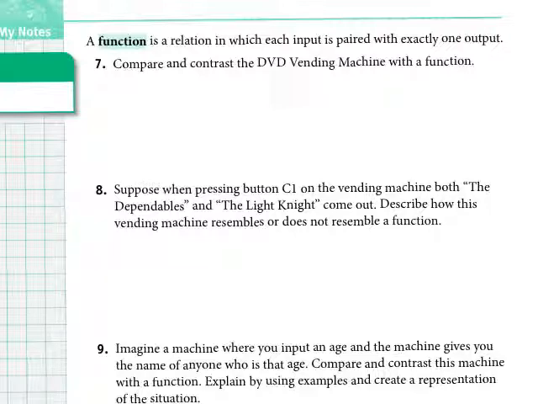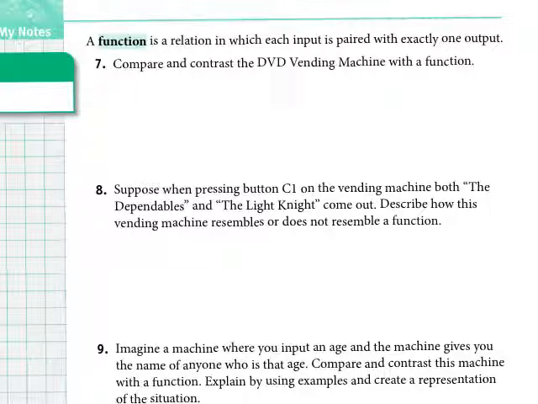So suppose, then we can talk about number 8. Suppose when pressing button C1 on a vending machine, both the Dependables and the Light Night come out. So I walk up, I push C1, and the Dependables come out. Sarah walks up, pushes C1, and the Light Night comes out. Is that functioning properly? That's obviously not functioning properly, right? That's one input, one button with two different outputs, two different DVDs coming out. Okay, so that's how we know if it's a function or not.